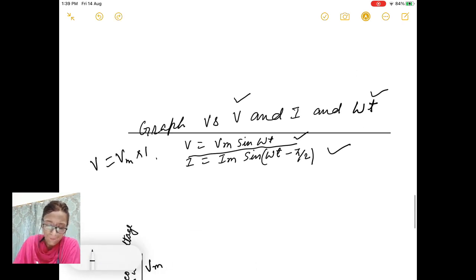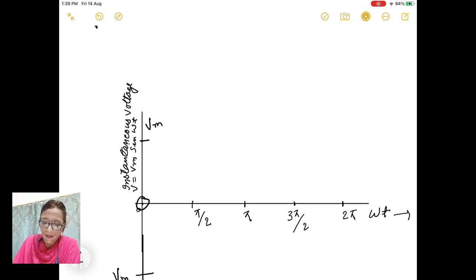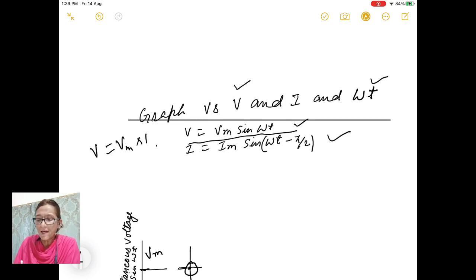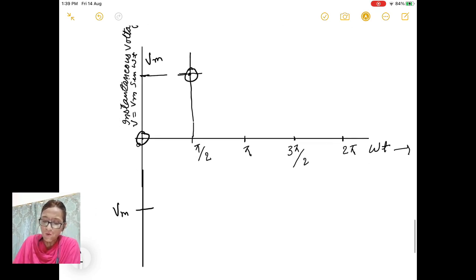Therefore, at pi by 2, at 90 degree, you can draw perpendicular from this point and you get a point plotted on this graph. Now, when omega t is equal to pi, sine pi is equal to 0. The whole term becomes equal to 0. So at pi, for instantaneous voltage, we get a point over here.